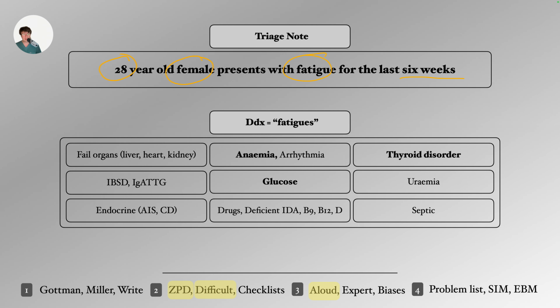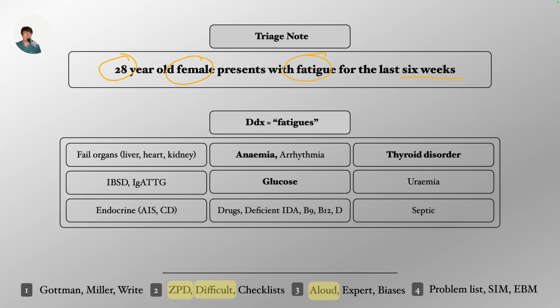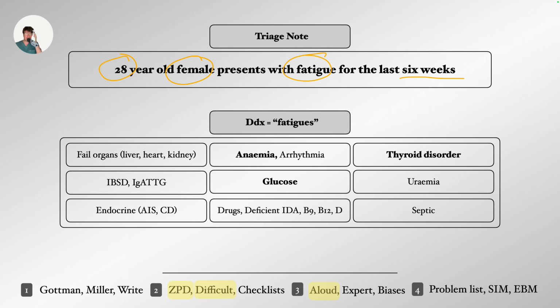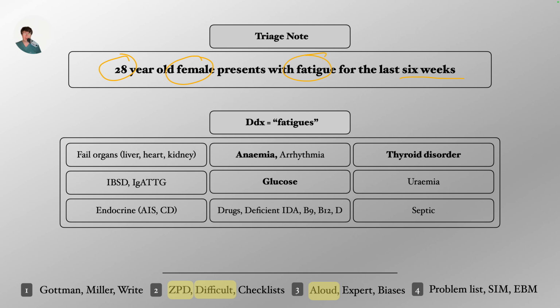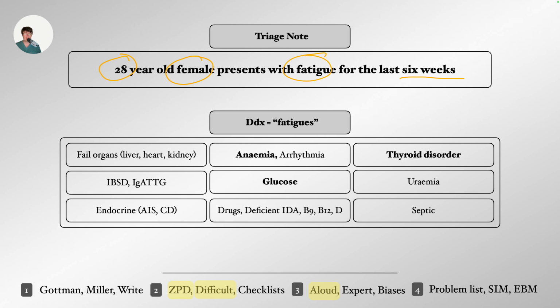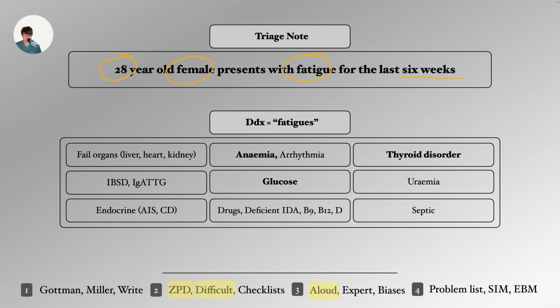Uremic states, endocrine things that are in addition to thyroid, so adrenal insufficiency, for example Addison's, and then also Cushing's disease. Drugs that can cause fatigue, thinking about your opiates, your benzos, your barbs, your anticholinergics, and the like. And then deficiencies of iron, of B9, which is folate, and B12, cobalamin, and then vitamin D, and sepsis as well. So you've got all of those things together.